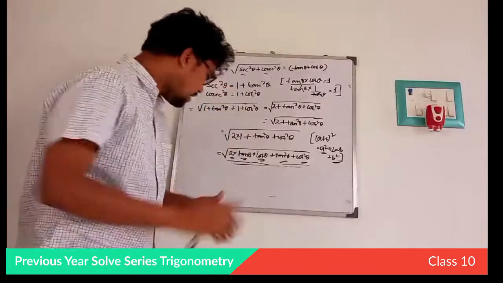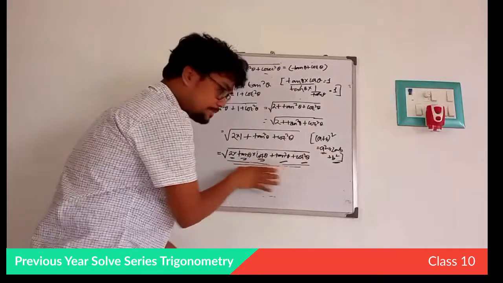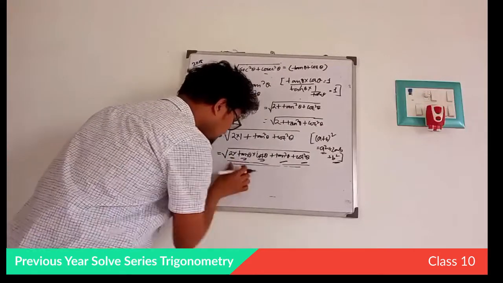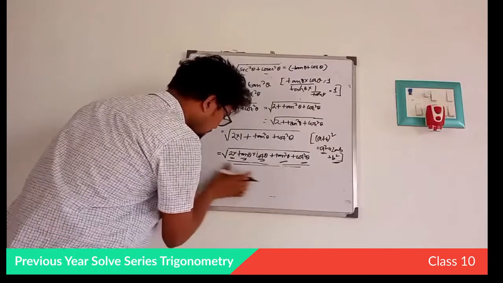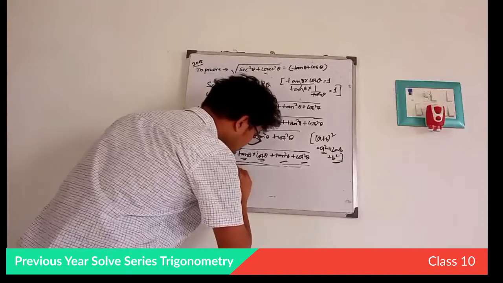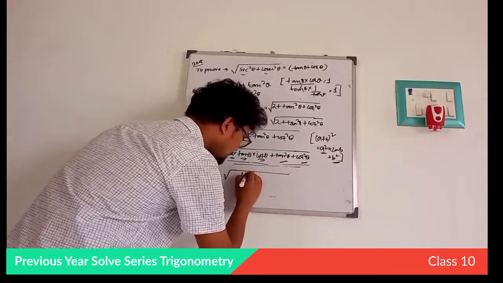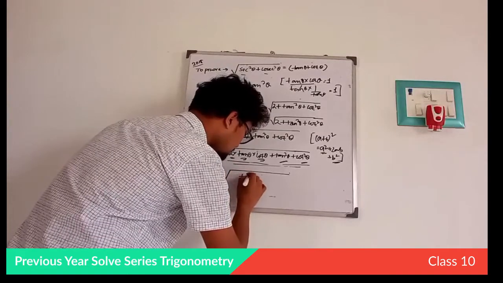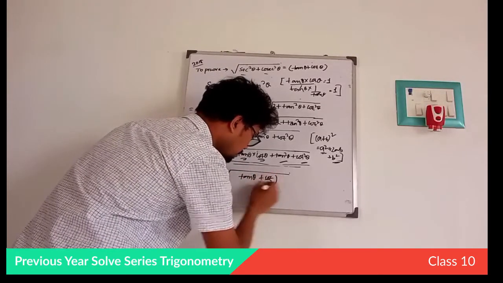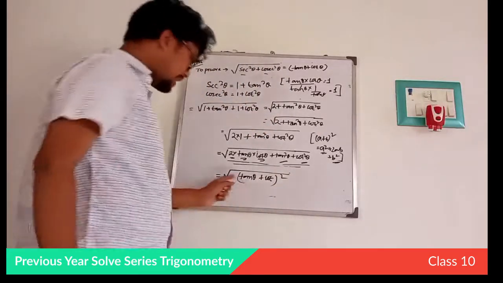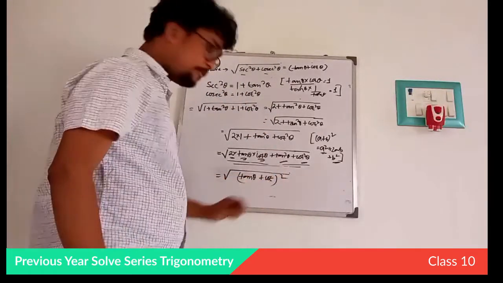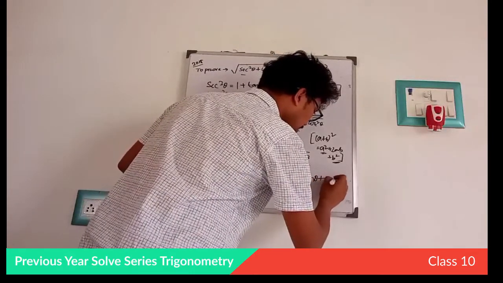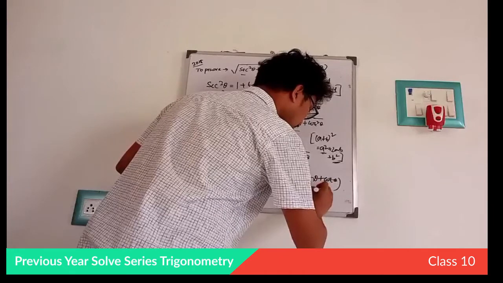So now this expression is nothing but a plus b whole square. So I can write root under tan theta plus cot theta whole square, right? And the square is removed by the square root, so we get tan theta plus cot theta. Proved.